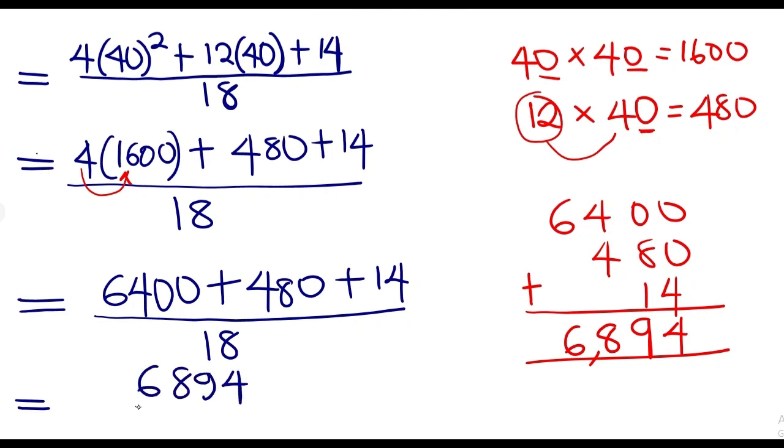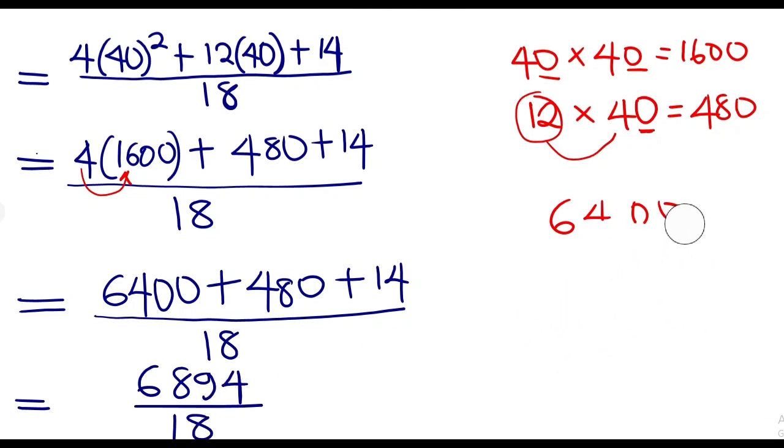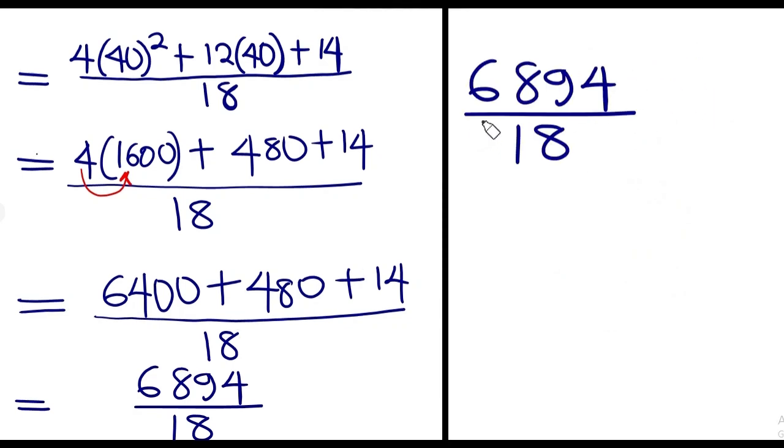6894 all over 18. Can cut these to simplify it. Don't forget, always remember, calculator is not allowed. So let's cut this and see what we're gonna get. Okay, I can see I have even number at the end of the numerator and at the same time at the end of the denominator. So which means 2 can go. Yeah, 2 is going to do a lot of work here.